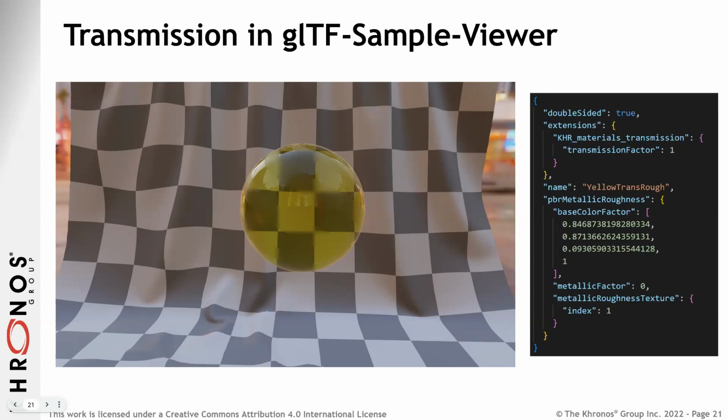Now in this simple example, all we need is a simple scalar transmission factor that we're setting to 1 here, as you can see through the KHR_materials_transmission extension. That extension also defines another optional parameter, the transmission texture. So you can configure that across the material on a per-texel level there.